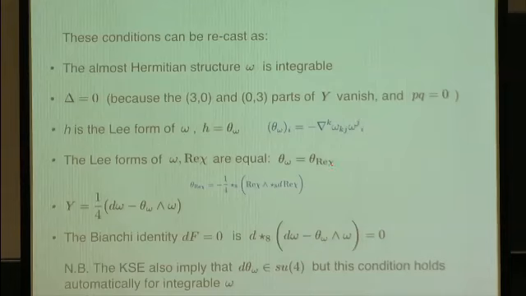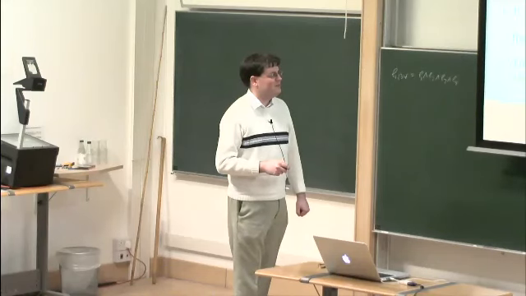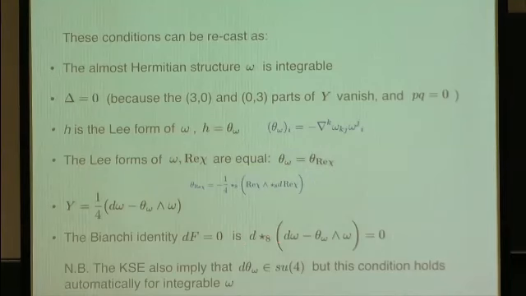One also finds an explicit expression for the 3-form Y in terms of the exterior derivative of the Hermitian form and its wedge product with the Lee form. And the last identity to impose is the Bianchi identity, dF equal to 0. You can see that after a bit of fiddling, this implies that the Hodge dual of d omega minus theta wedge omega is equal to 0. That's just co-closure of this.